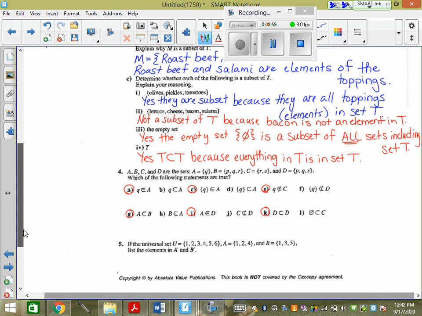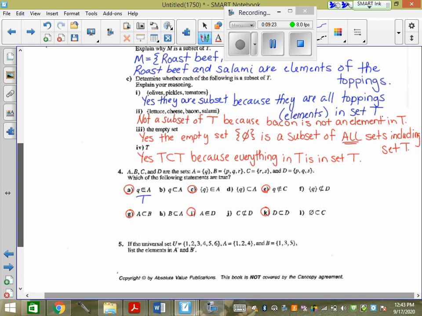What does this weird C with a slash, that looks like an E, mean? An element of. Is Q an element of A? Anything in these brackets are elements, right? Is Q an element of A? Yeah. Anything that's listed in those squiggly brackets are elements. So this is true.